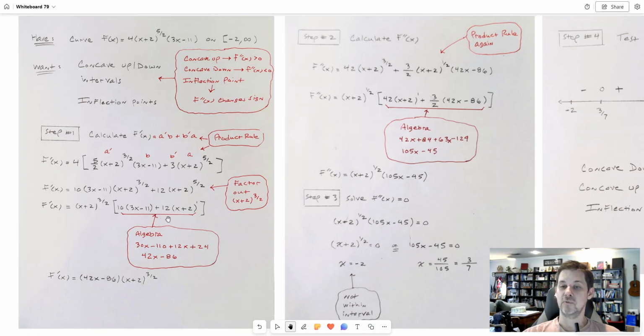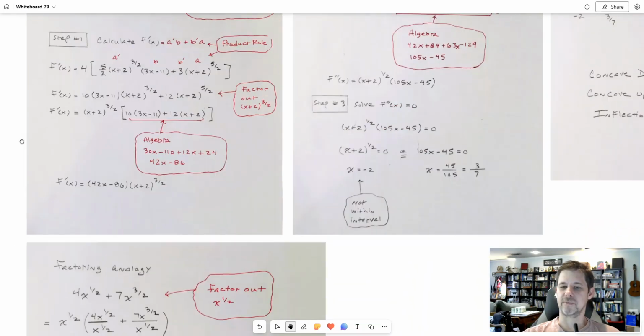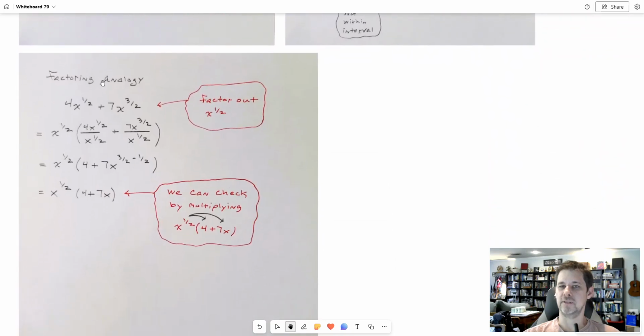Okay, so what you look at here is what you get if you take this previous expression and factor out (x + 2)^(3/2). So let me give you an analogy real quick to how you think about the factoring. Here's something a little bit simpler, and it's an analogy to what I have up there. Say I have this, and I want to factor out x^(1/2). And let's not worry about why I want to do that. Let's just say that's my objective for whatever reason.